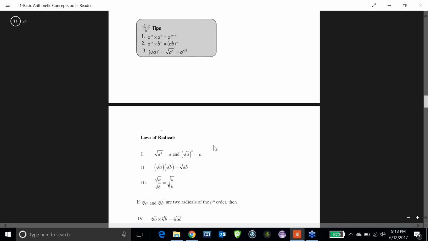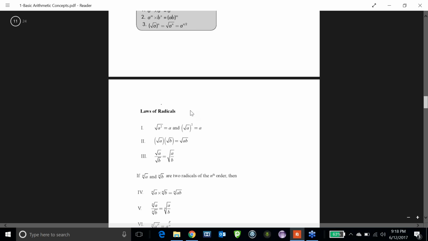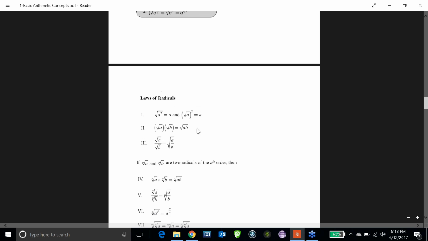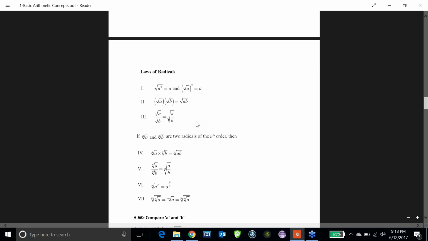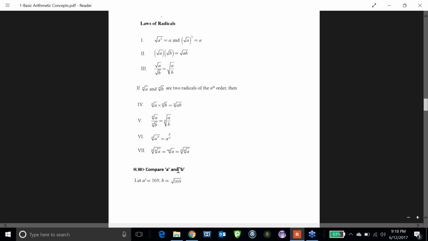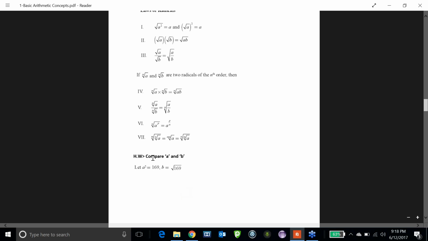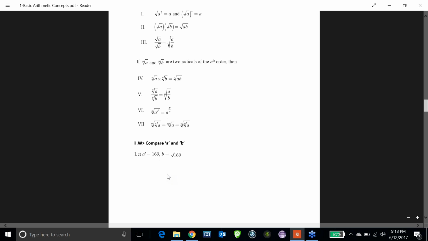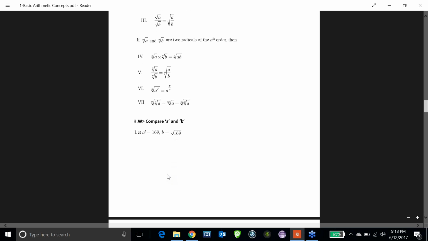And these are the few laws of radicals. Radicals are nothing but square roots. These are the few laws of radicals you need to remember and you need to learn by heart. Let us take this example. I think you guys need to take this as homework. It's an easy example. You guys can do it very quickly.